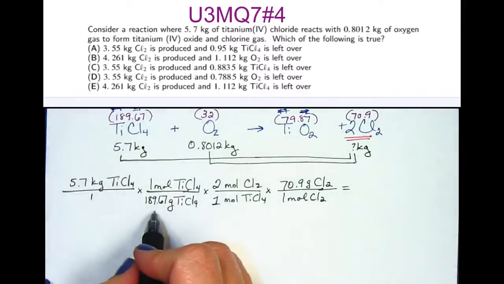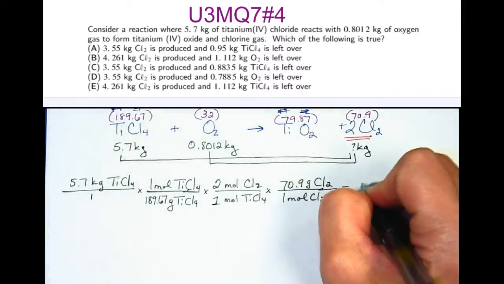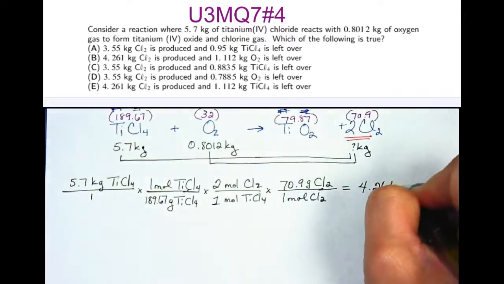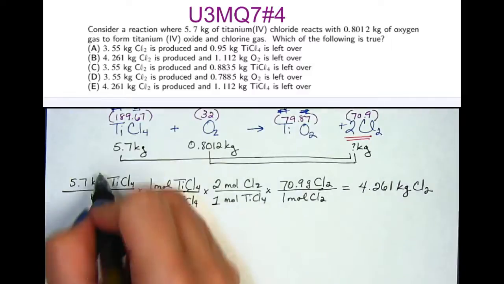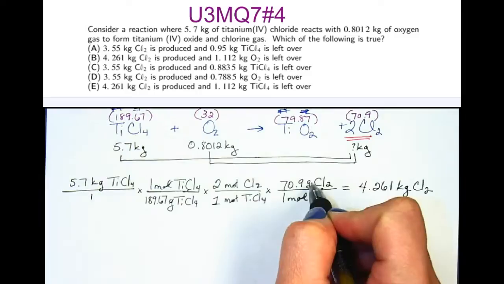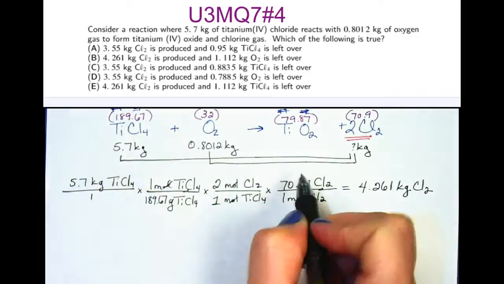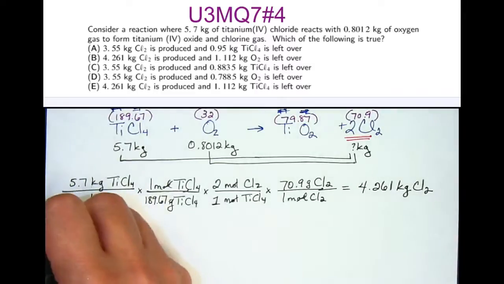5.7 divided by 189.67 times 2 times 70.9 is equal to 4.261. And that's going to be kilograms of chlorine. Notice that the grams cancel, moles cancel, and I'm left with this kilo and this gram, and that's how it's kilogram at the end.